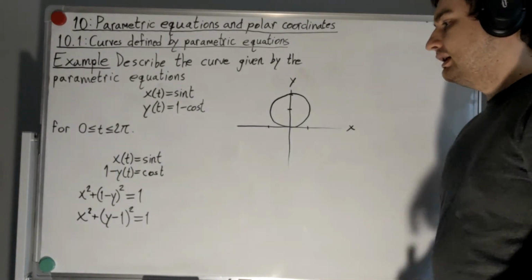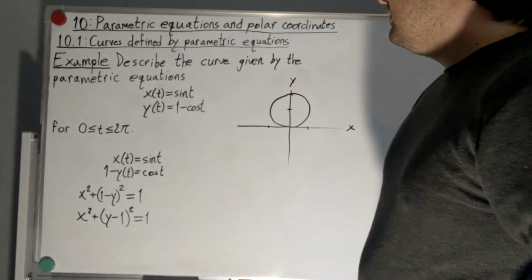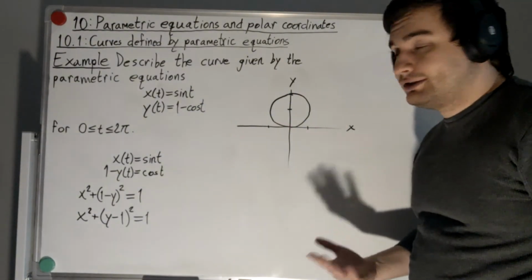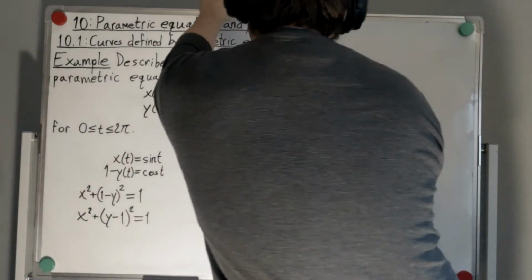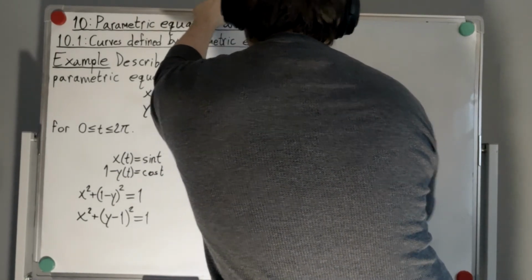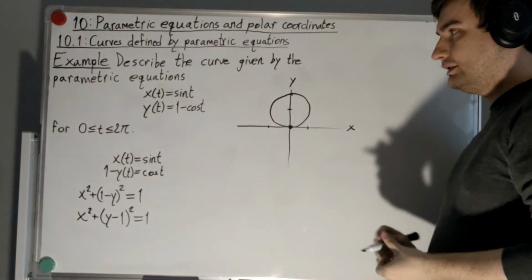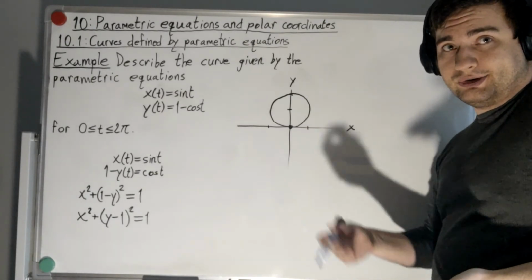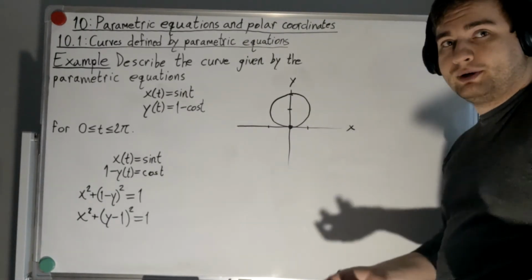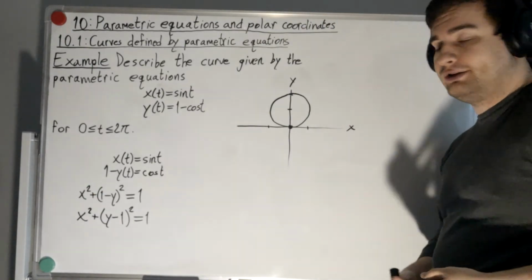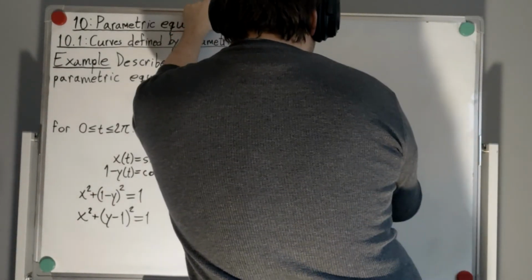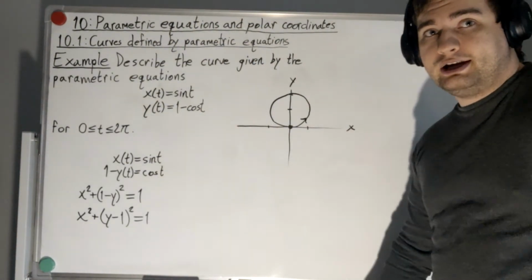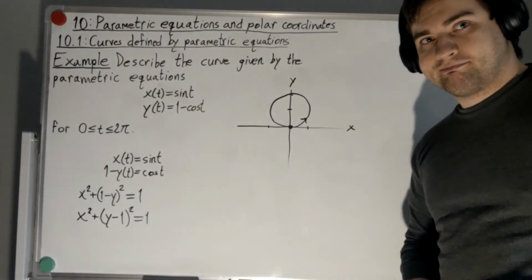And by the way, when t is 0, x is going to be 0 and y is going to be also 0. So it's going to start at the origin right here. As t increases, sine is going to increase, and so x is going to increase. And 1 minus cosine is also going to increase. So we get a motion that goes like this. x and y are both increasing close to 0.